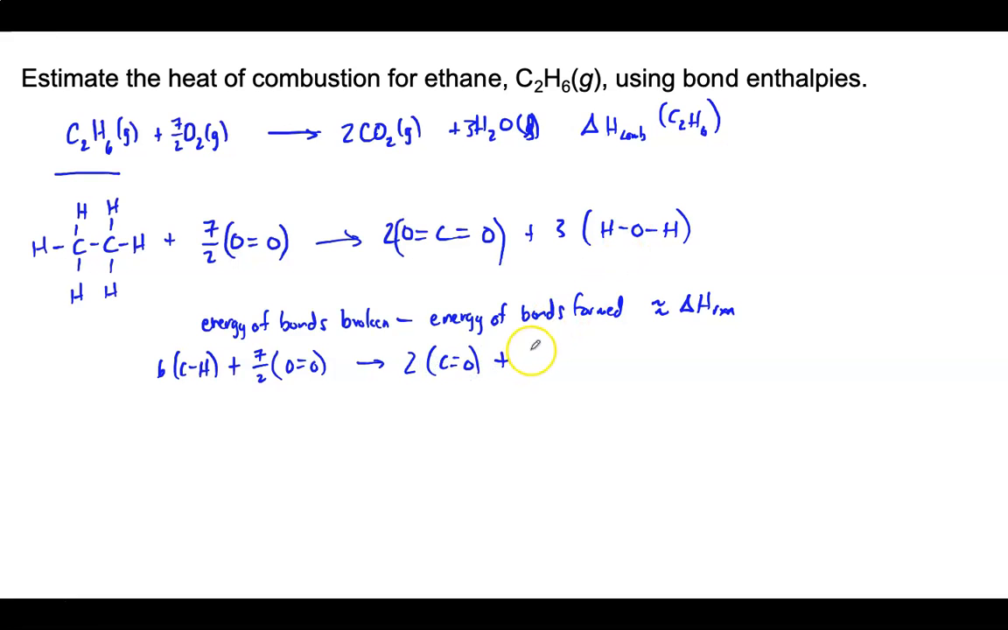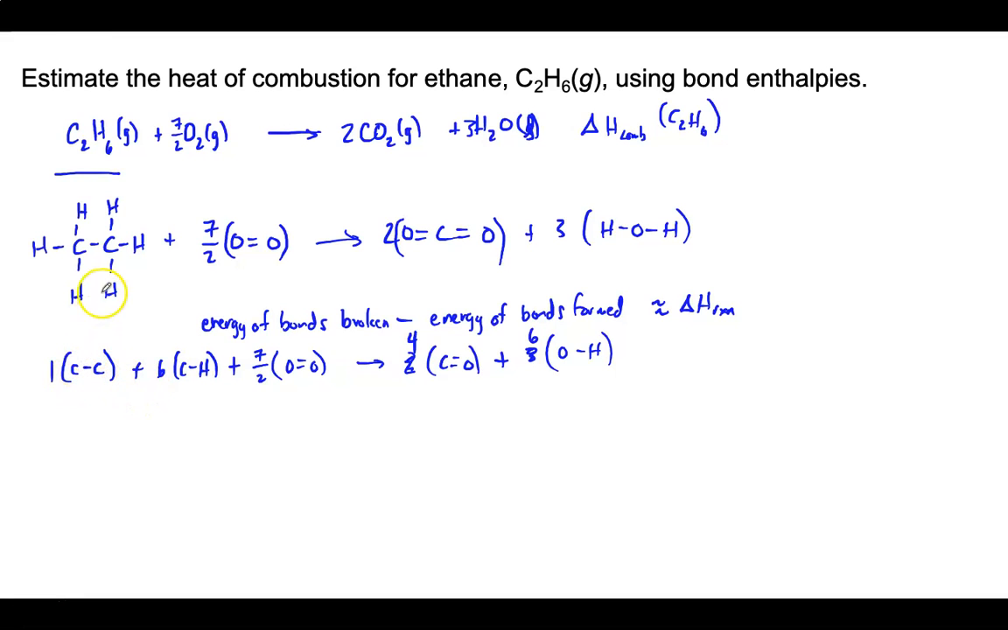And here I'm going to form, actually I'm going to form 4 of these, right? Because I'd get 2 per molecule. So 2 times 2 is 4. Over here, I'm going to get 6 OH bonds. Oh, there's one more. I got to break the CC bond. So after I knock all the hydrogens off, I got to also break the CC bond. So it's going to be plus 1 CC bond.